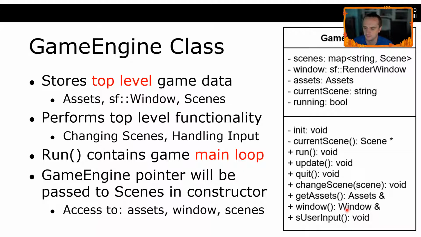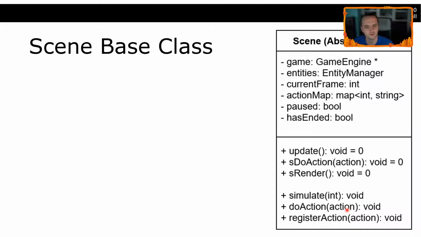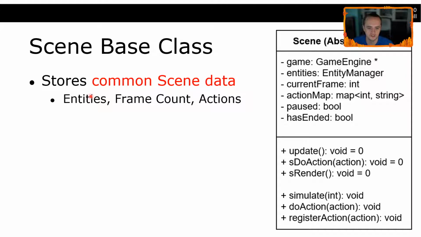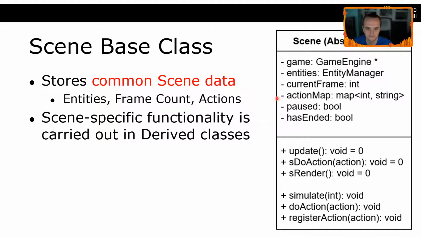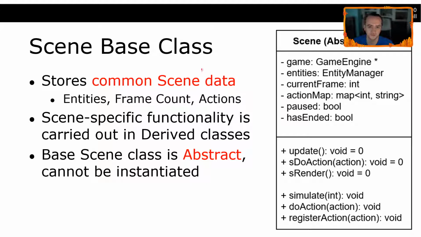In the scene base class, remember how we have a scene base class and then we have derived scene classes? This is going to store common scene data, such as entities, frame count, and actions. We didn't really know what this meant last time, but now we have this action map, and I'm going to talk about what that is in a bit. Scene-specific functionality is carried out in the derived classes, but the base class stores the things that all scenes will have. And again, this is an abstract class.